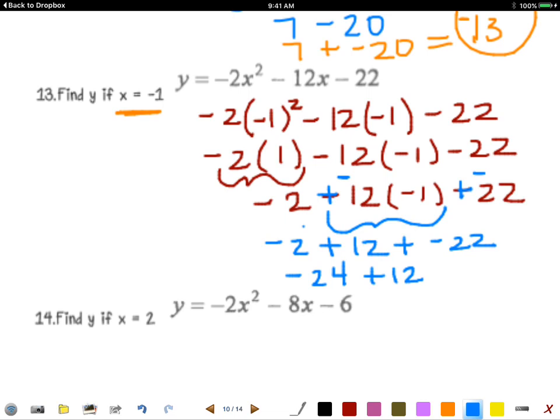Now we've got different signs, a negative 24 and a positive 12. So they're different signs, you find the difference. What's the difference between 24 and 12? 12. 12 is the difference, and then 24 is bigger. He's negative, so it is negative.